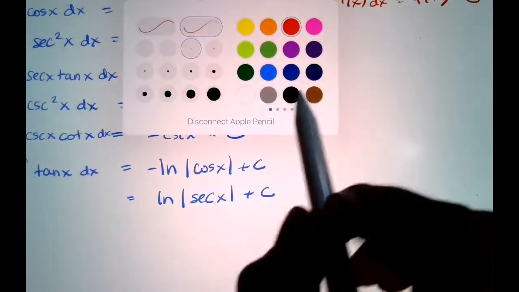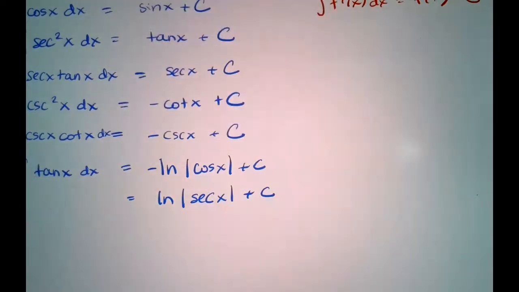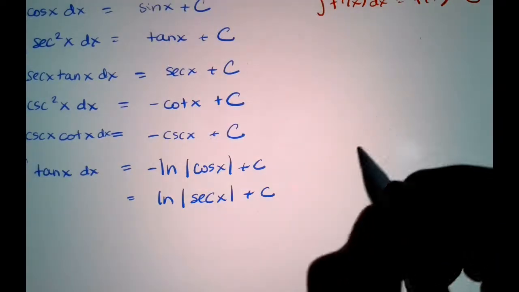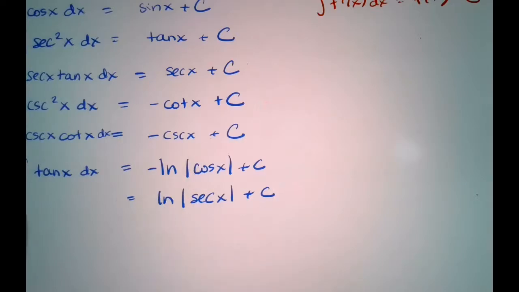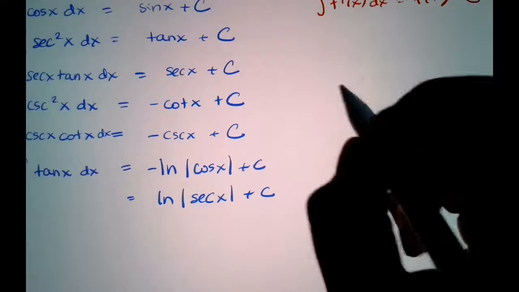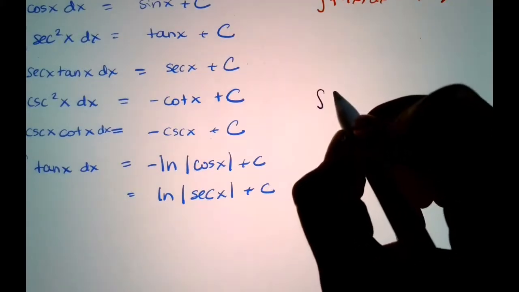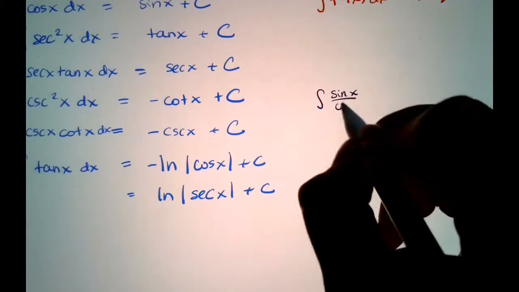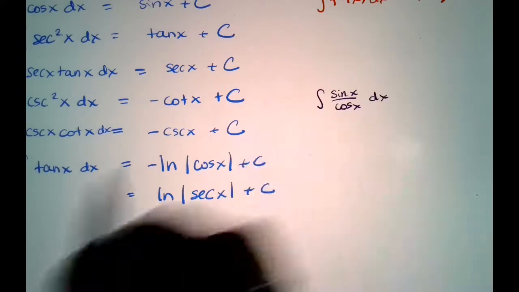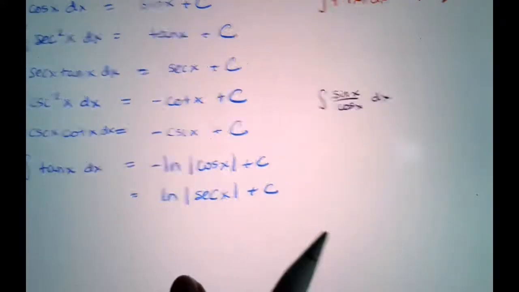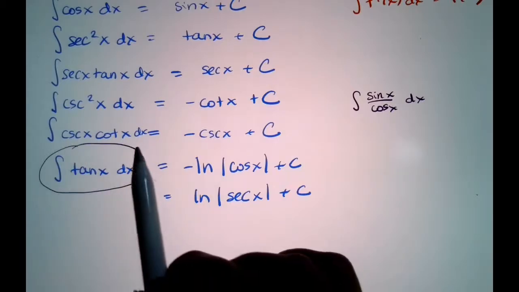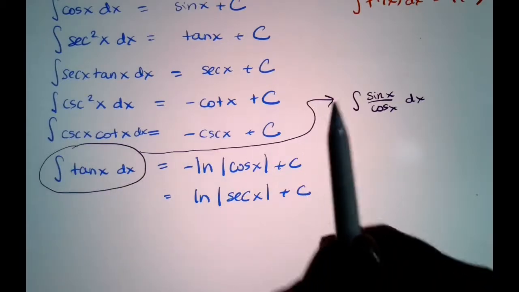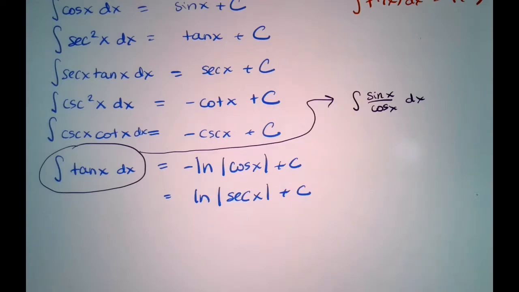Maybe, here, I'll do it in a dark purple. Okay, let's think of how this works. If I'm going to prove this to you, what I'm going to do is reimagine the tangent. So I'm going to use that quotient identity, right? So the tangent is really sine over cosine. I'm just reimagining tangent and rewriting that integrand into something equivalent, right? I know that tangent is sine over cosine. You can legally make this swap.